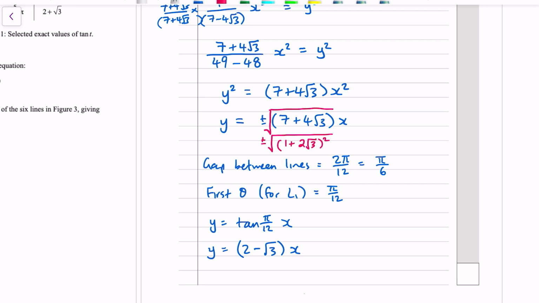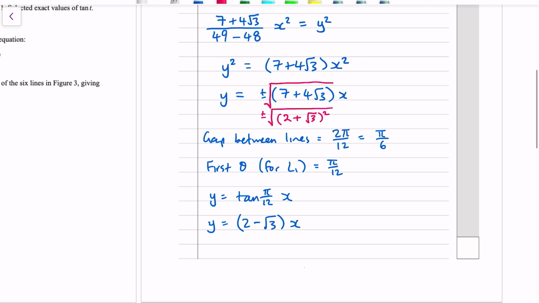No, that's far too big. It's the other way around. It's 2 plus root 3 all squared. If we expand that out, we get 2 squared is 4, root 3 squared is 3, 4 plus 3 is 7, and then we get 2 lots of 2 times root 3.